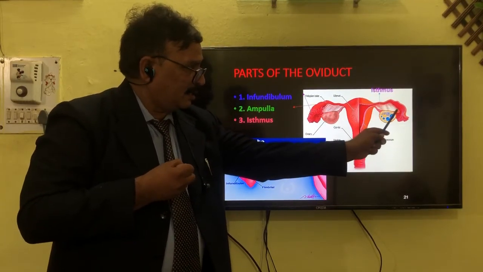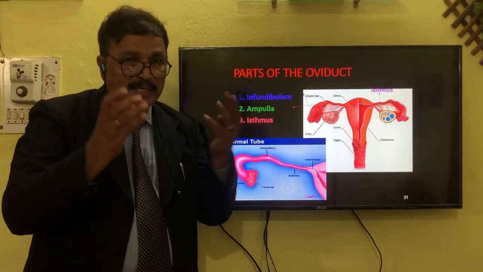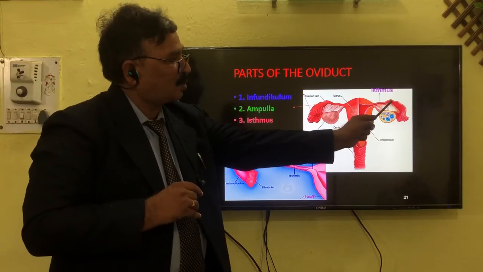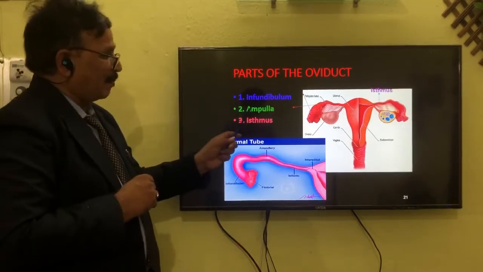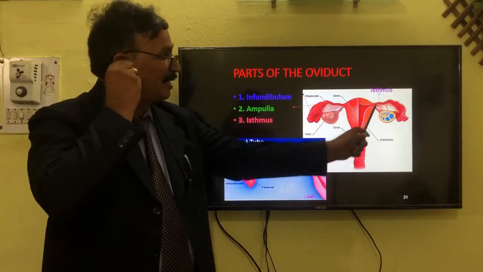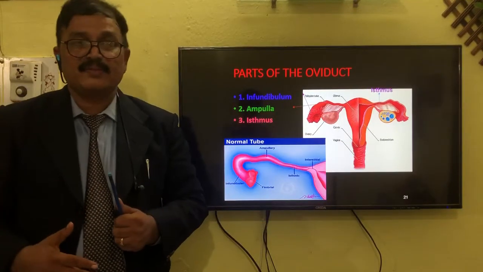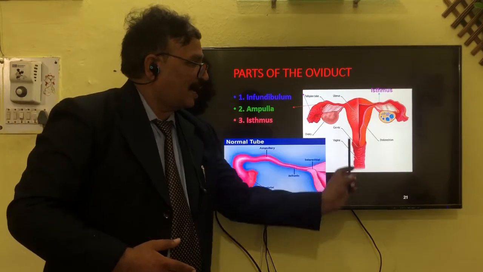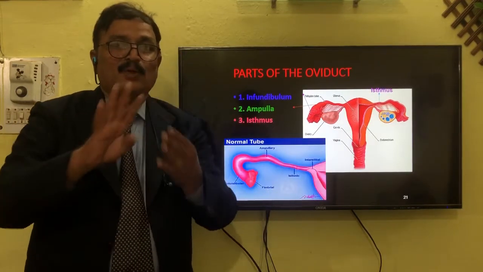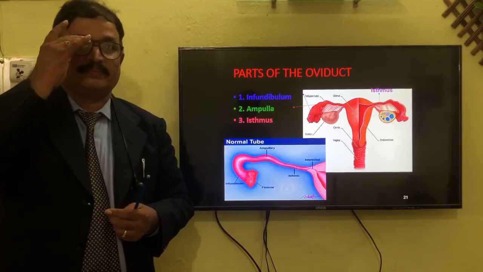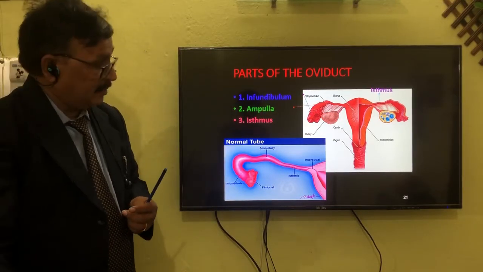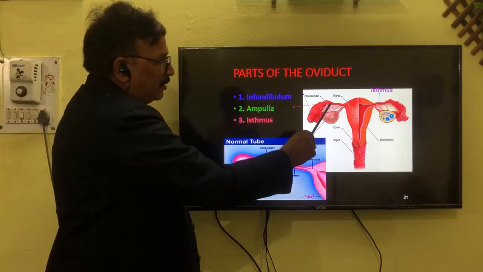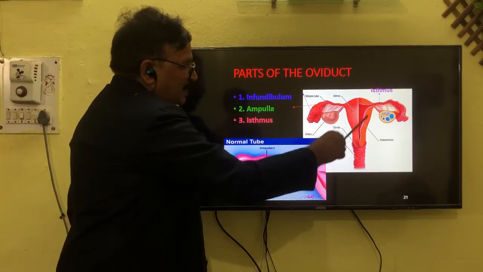Finally, inside the fallopian tube there is a ciliary epithelium that will propel the ovum towards this ampullary-isthmic junction. By the time, if the sperm happens to reach here, definitely there is a chance of fertilization. That means release of ovum and entry of sperm should be synchronized. Then only there is a chance of fertilization. Okay. Now, next, what about this uterus?